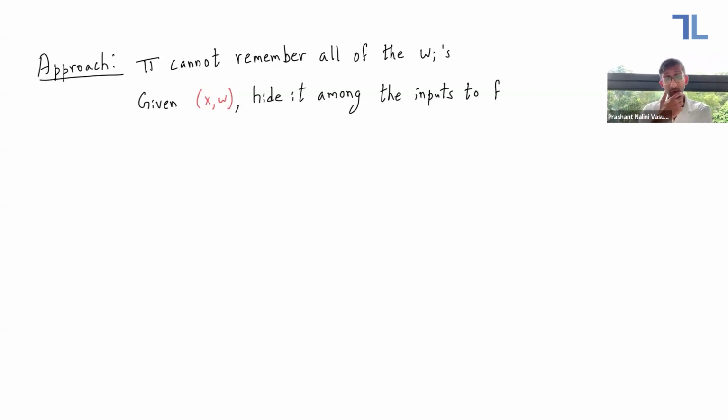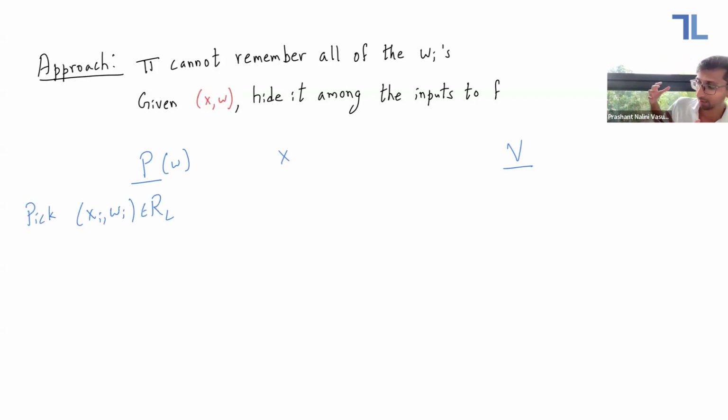So what we will do to take advantage of this is, given this x and this w, we will hide this w among all the w_i's that were in the batch protocol. So the prover has the w, and the verifier and prover both have the x. We have access to this batch prover, and this prover needs t instances of witnesses. So imagine for now that we can do this; we'll see how we can do this later.